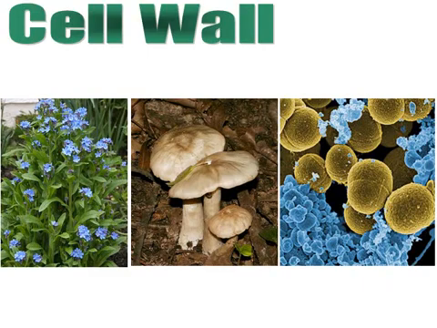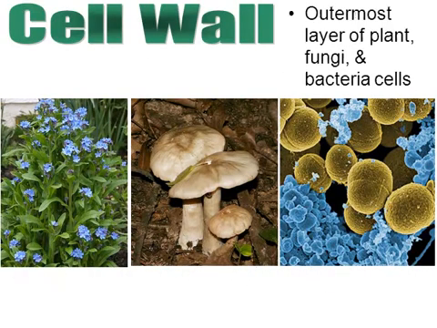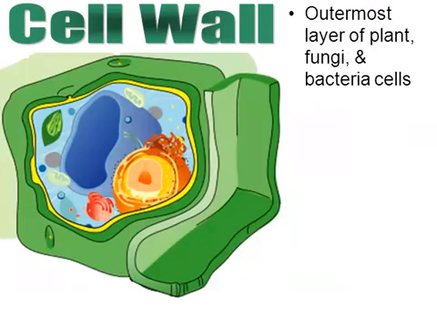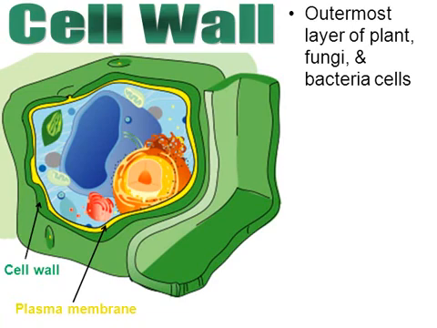The next part I want to mention is the cell wall. This is the outermost layer of plant, fungus, and bacteria cells. So from left to right, we have plants, fungi, and bacteria. Notice animals, like humans, do not have a cell wall. Well, we also mentioned that the cell wall is the outermost layer. So when we look at this picture, we have a yellow layer and a green layer. I hope you know that the yellow layer represents the plasma membrane, or the cell membrane. And in the definition, we see that the outermost layer is the cell wall. So that's represented by the green layer.